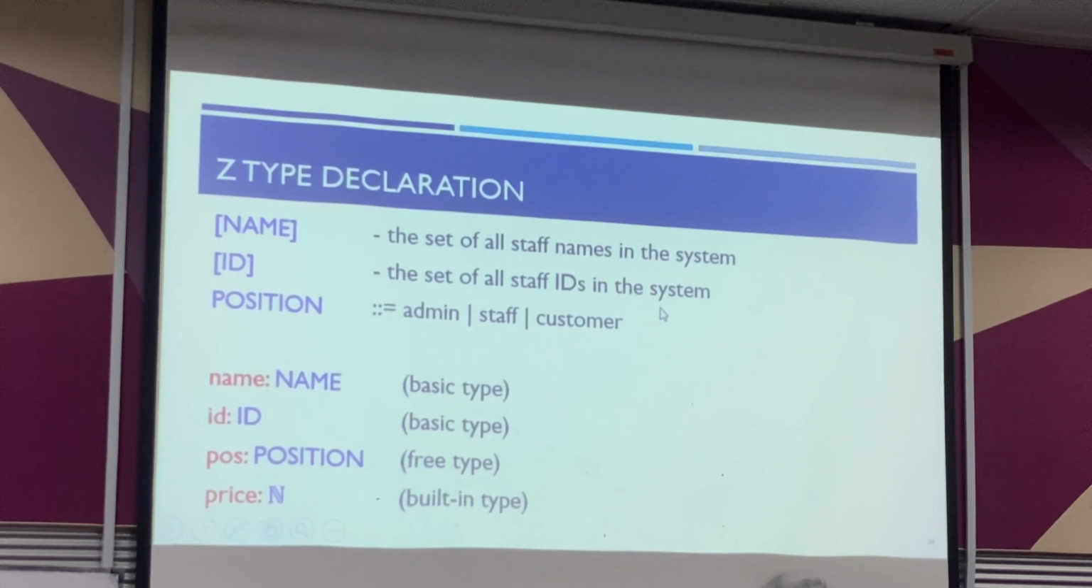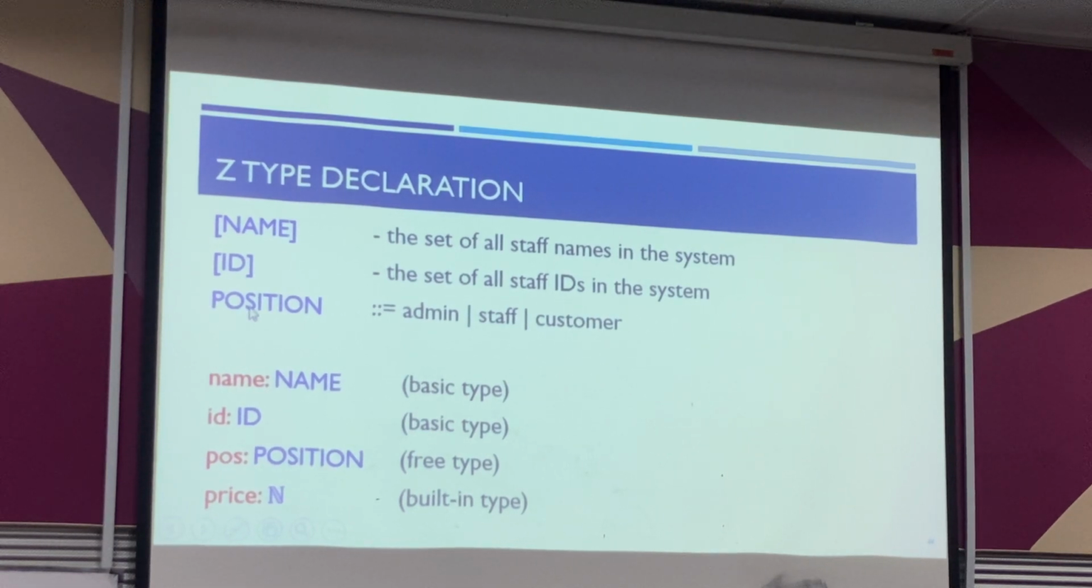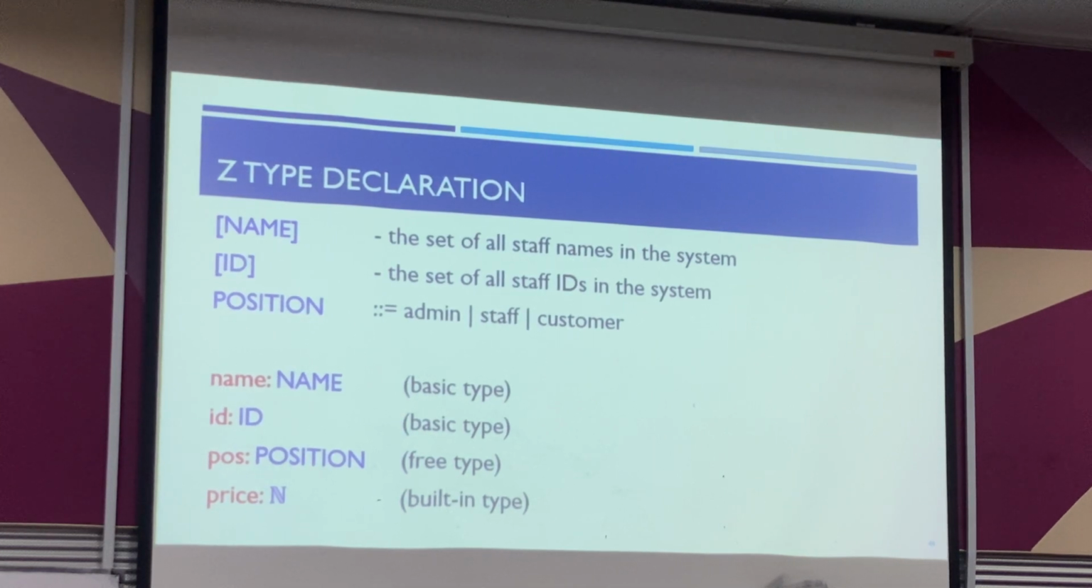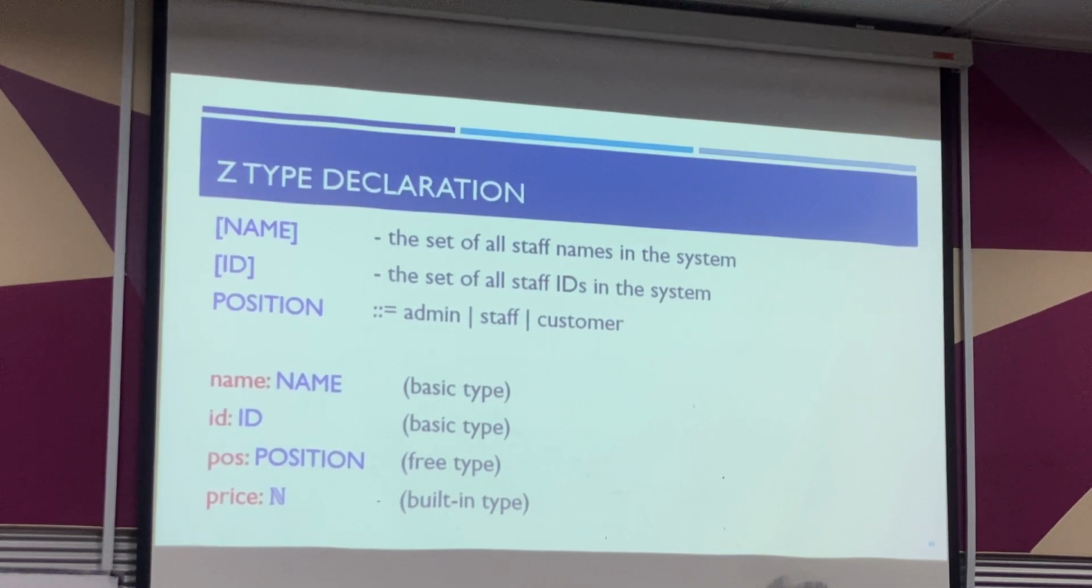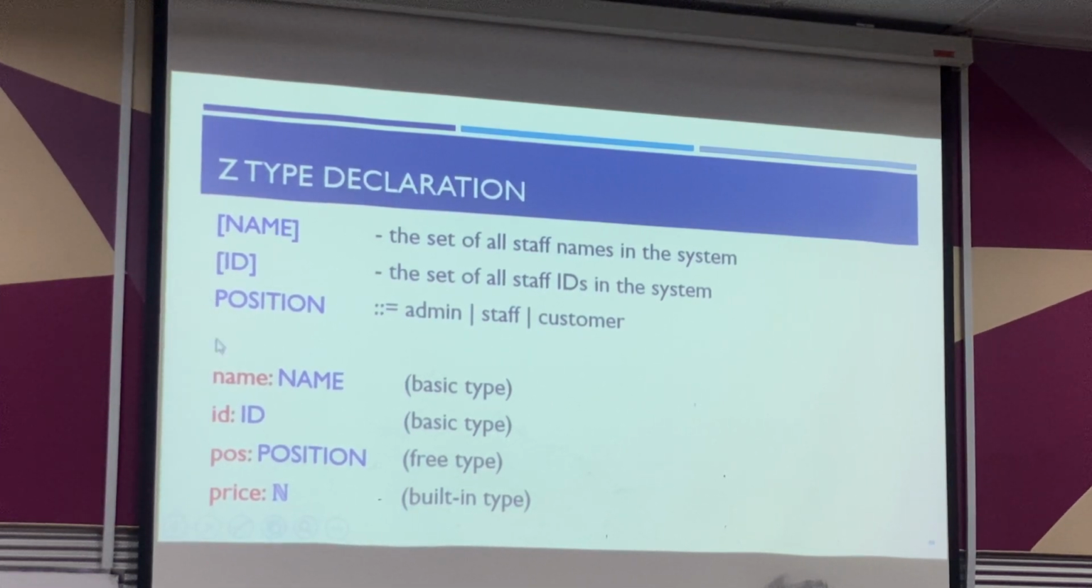Then you may have other things, then you just list all the basic types together. Okay, so now I have a position here of a free type. Okay, free type, so colon equal. Remember, position here, free type, don't put square brackets because this is not a basic type. Square brackets are only for the basic type. So this one is without square brackets.